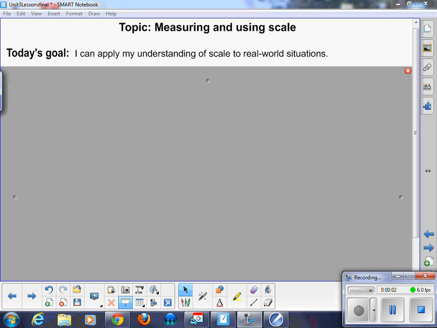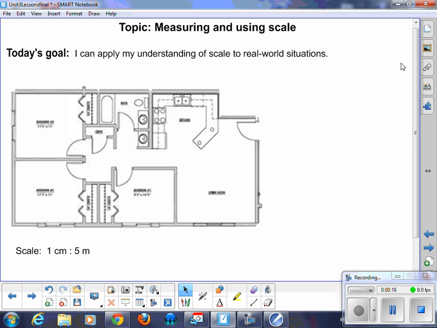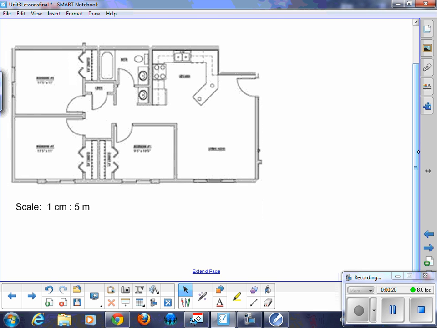All right, welcome to the last lesson in this unit, and it's just measuring and using scale. What this does is it leads you into your final project for this unit. So I want you to be able to apply the scale to real-world situations. So, stealing some stuff from Mr. Yunt, I ended up with floor plans.